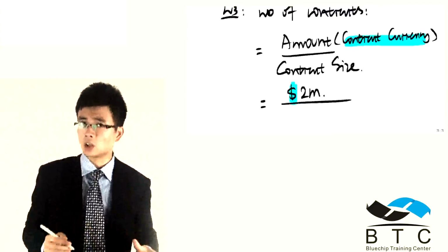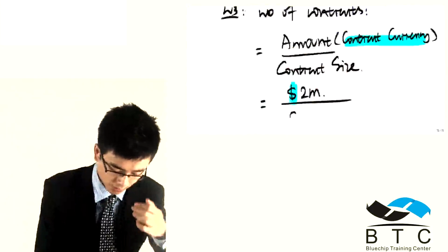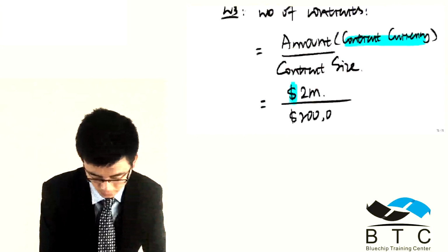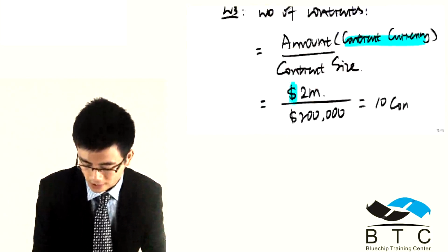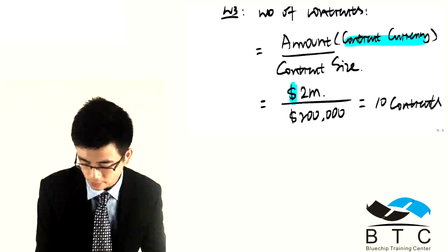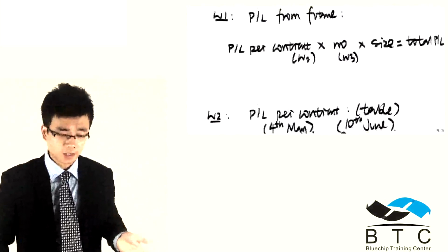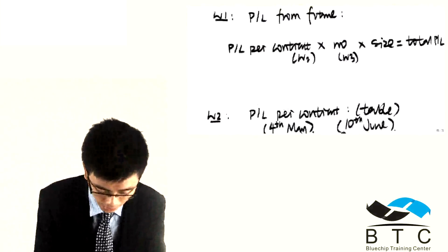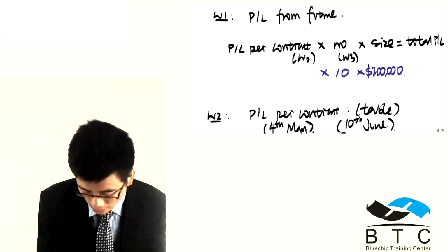Divide by the contract size. And we have told the question that the contract size is to be $200,000. So that 1 divided by another, giving us 10 contracts here. So that this will be the working number 3, isn't it? So we're going to slot that. Number is to be 10. And the size of it is to be $200,000.